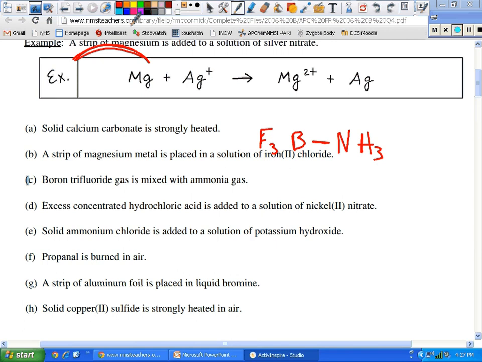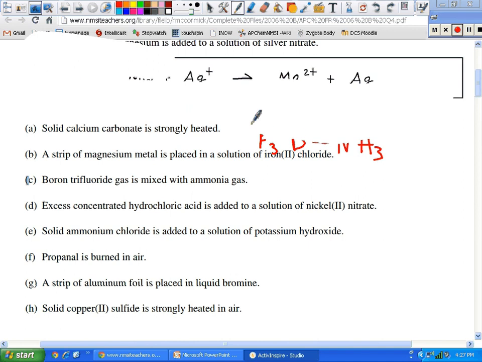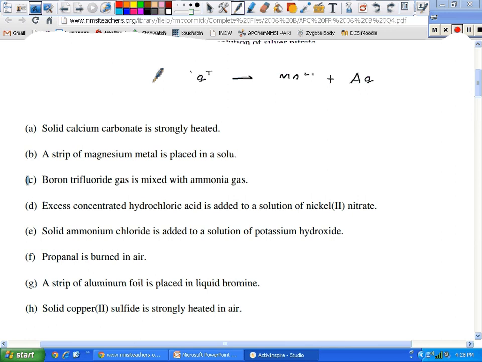Okay, so let's do E, guys, and we'll call it quits. E. All right, so E. Keyword, what is it? Solid. Ammonium chloride. So let's write the honors version. NH4Cl is added to a solution of potassium hydroxide. So plus KOH.